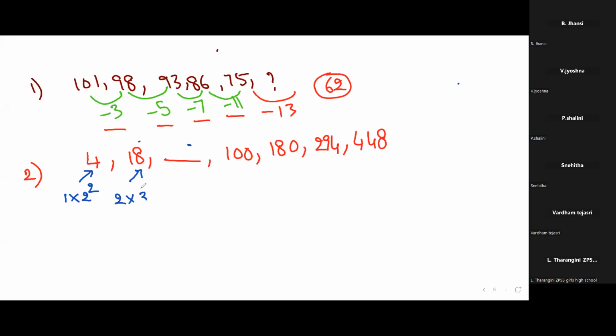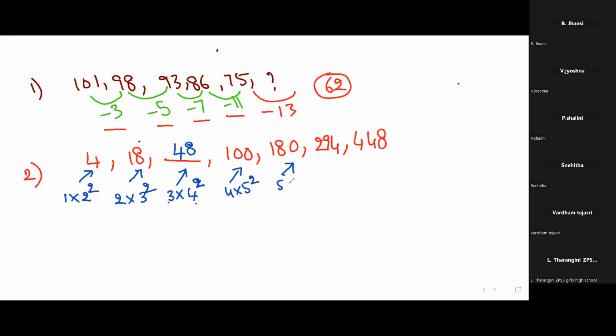Can you take this? You observe. First one is 1 into 2 square. Second one is 2 into 3 square. Third one will be 3 into 4 square. 4 square is 16. 16 into 3, 48. Then is it applicable for others? You check 4 into 5 square, 100.